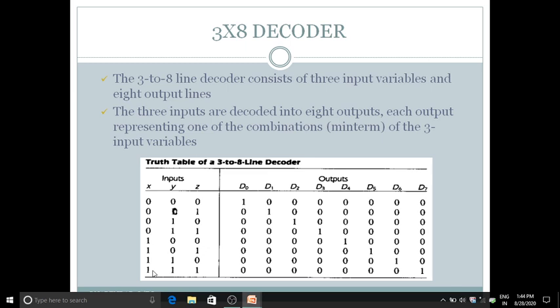Similarly, when the combination of bits at the input lines is 1, 1, 1, the D7 output line is made high to indicate the code presented at the input is 1, 1, 1. This is also called the truth table, as it contains both inputs and outputs for the 3 by 8 decoder.